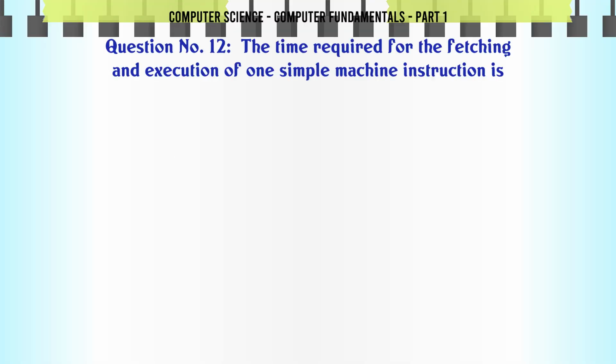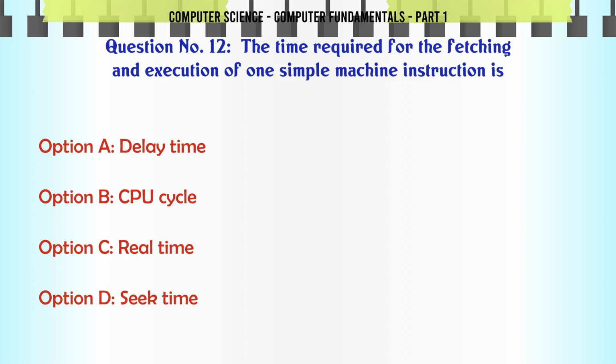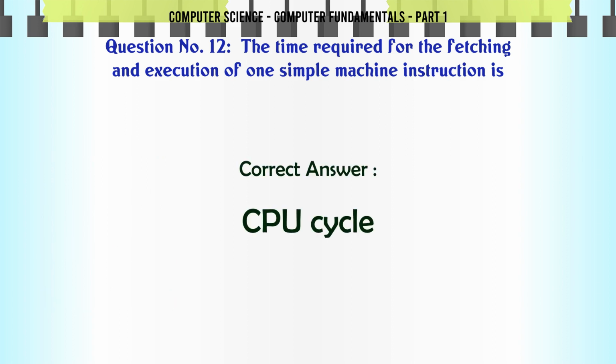The time required for the fetching and execution of one simple machine instruction is A. Delay time, B. CPU cycle, C. Real time, D. Seek time. The correct answer is CPU cycle.